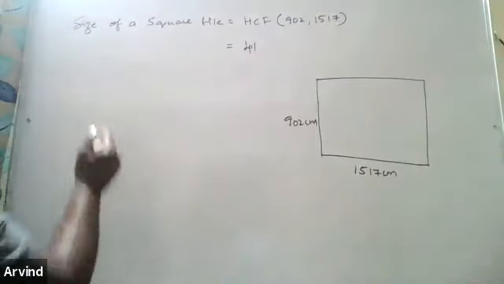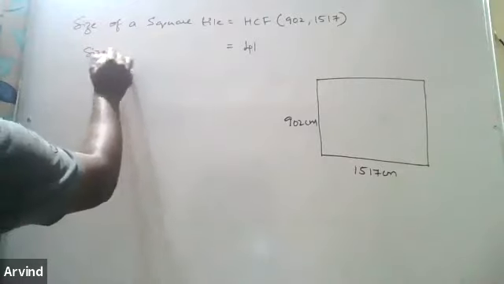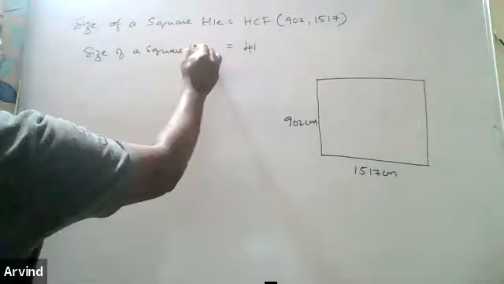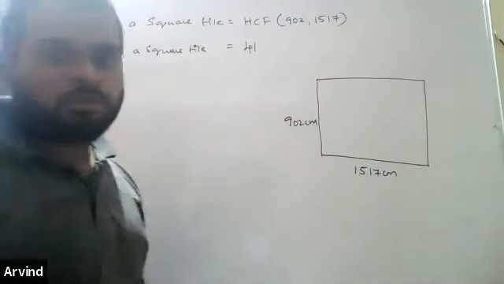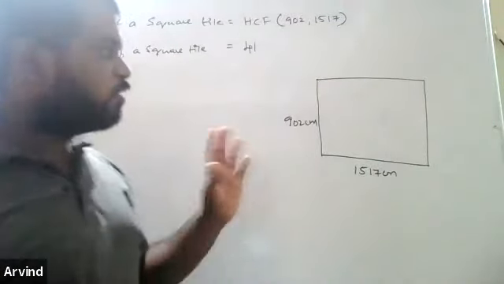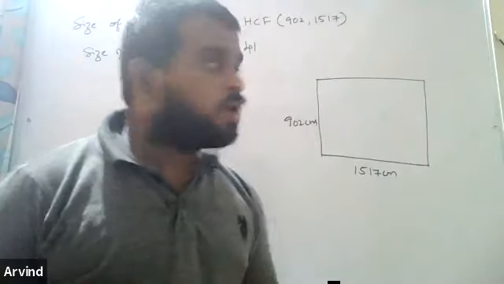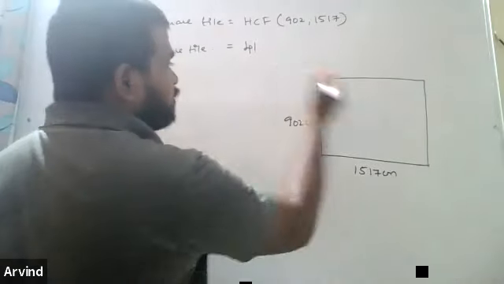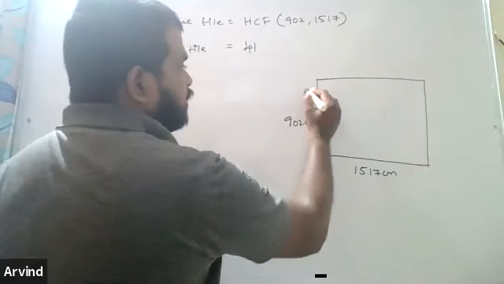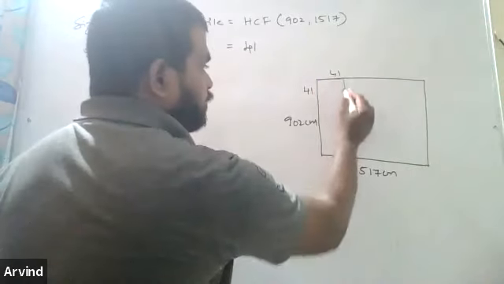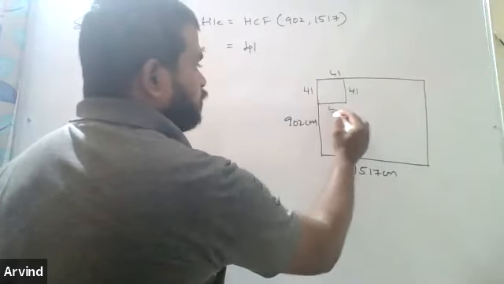So we get the size of a square tile. Okay, very good. Now we have got the size of the tile. But our question is we have to find how many tiles we need. The length of one tile is 41, so breadth wise it will be 41, length wise it will be 41. All the sides will be 41.